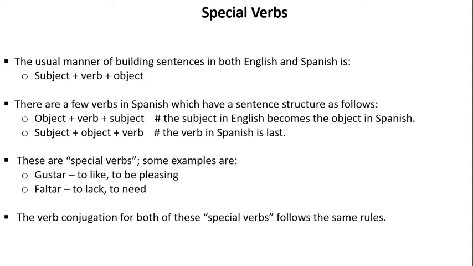These are considered special verbs, which have their own conjugation rules. Now, gustar and faltar are two verbs which most commonly use this structure. Gustar means to like, to be pleasing. Faltar means to lack or to need. Now, the verb conjugation for both of these special verbs follows the same rules, and I'll be sharing with you shortly.